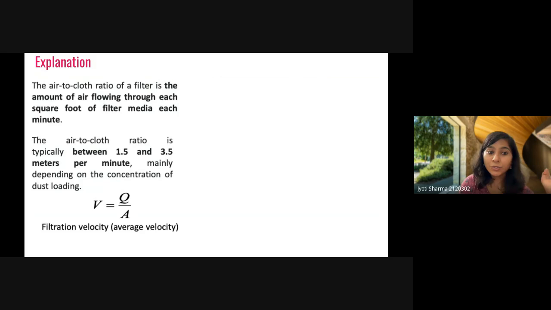As I told you, the air-to-cloth ratio is the amount of air flowing through each square foot of filter media each minute, and typically its value is between 1.5 to 3.5 meters per minute. It is given as V equals Q over A, where Q is your flow rate and A is the area. So V is the volume flow per unit area here, in actual.